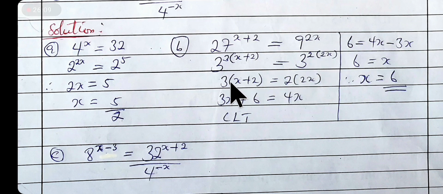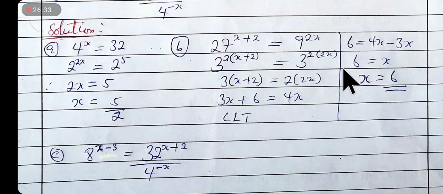So therefore, the bases are now the same. So 3 will cancel 3. We have the powers equal to themselves. 3 into x plus 2, close bracket, equals 2 into 2x. So open this bracket: 3 times x is 3x, plus 3 times 2 is 6, equals 2 times 2x, which is 4x. Collect the like terms.